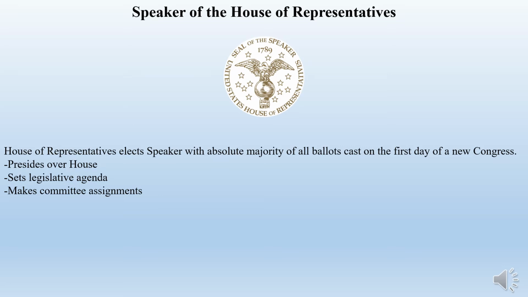So the Speaker of the House, by the way, is the third most powerful person in the United States after the president and the vice president. They are second in line to the presidency. The president of the United States, then the vice president, and then the Speaker of the House. So if the president and the vice president are both incapacitated, it would fall to the Speaker of the House to become the acting president of the United States.